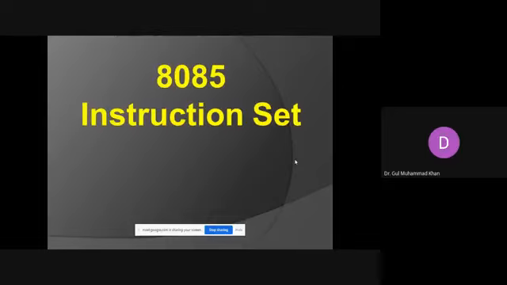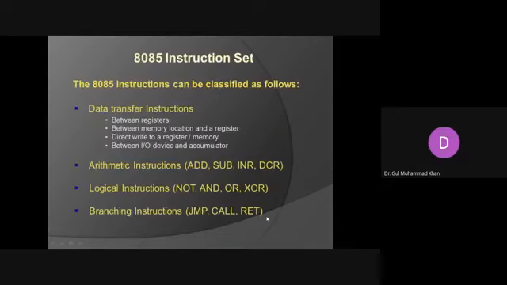Today we are going to discuss the instruction set that the microprocessor actually works on, and what is its actual use, how to utilize it. What are the different operational instructions that the microprocessor acts on, and how we can use them to our benefit. What do we have? We have data transfer instructions. We have arithmetic instructions. We have logical instructions. We have branching instructions.